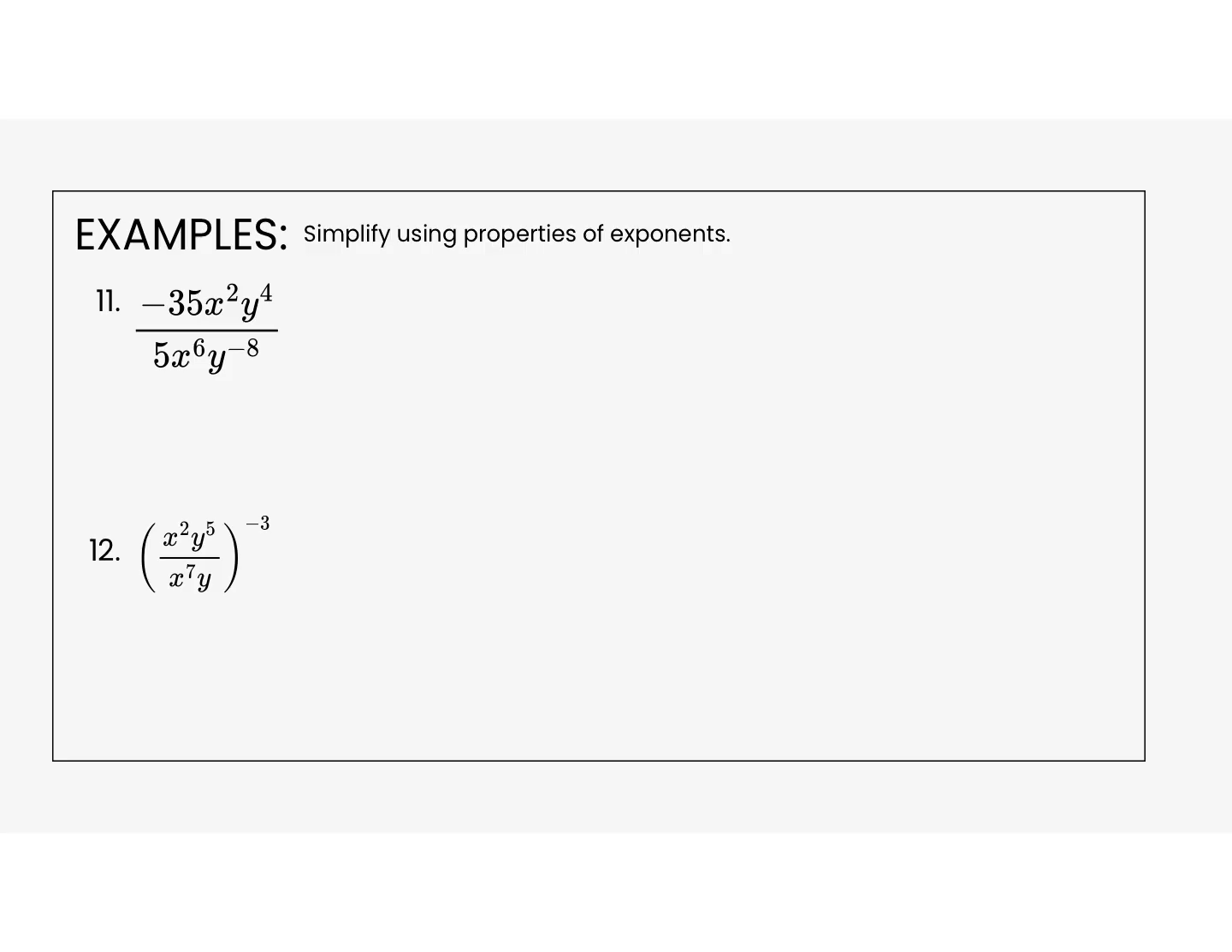Okay, let's look at these last two. Again, I'm just going to simplify one part at a time. So negative 35 divided by 5 is negative 7. X to the second over x to the sixth, I have 4 more on the bottom, so that stays there and is x to the fourth. And then this y to the negative 8th is going to come up to make y to the 12th.